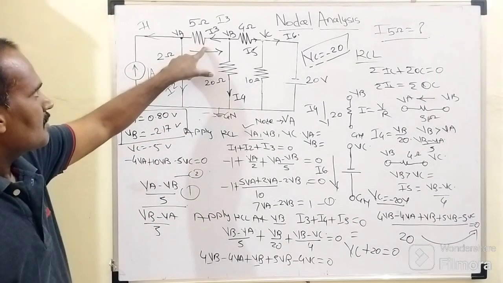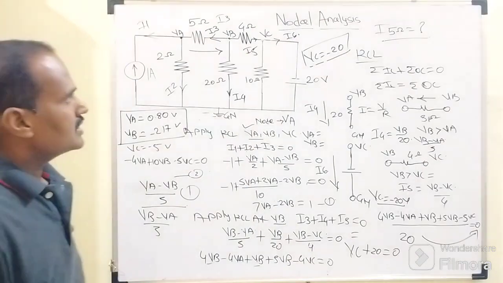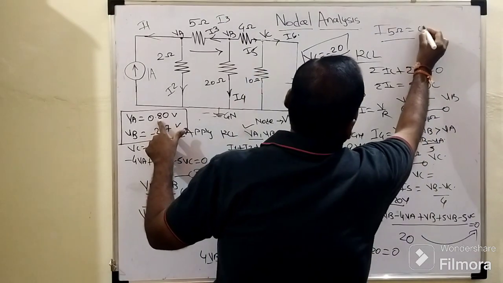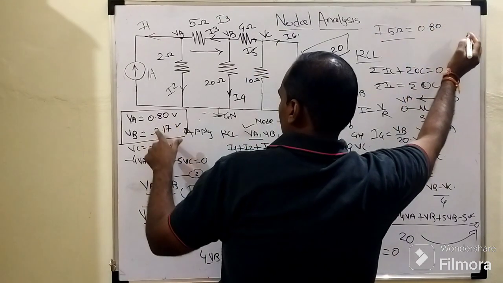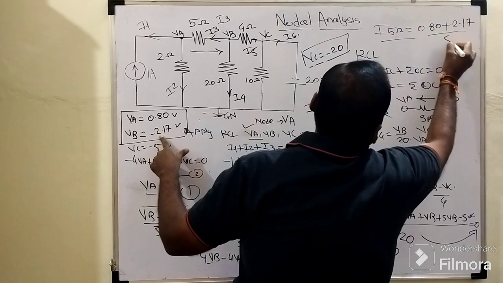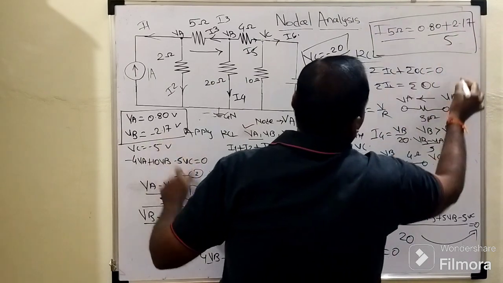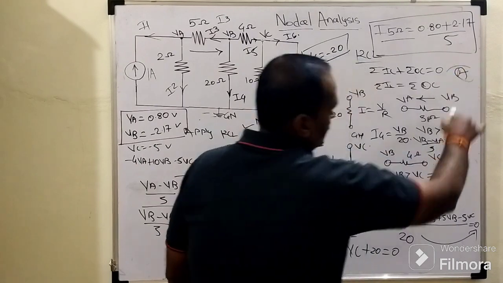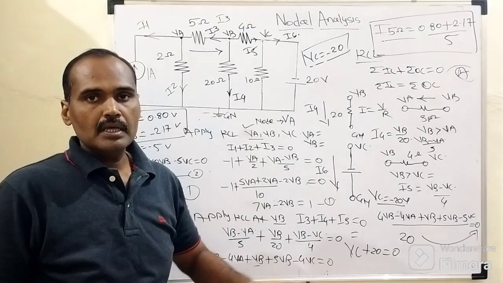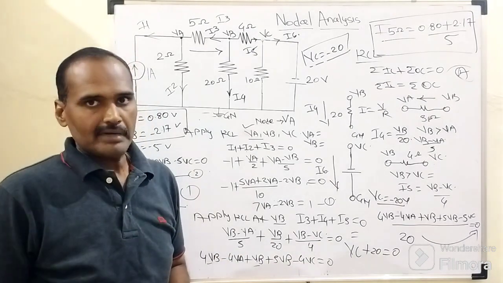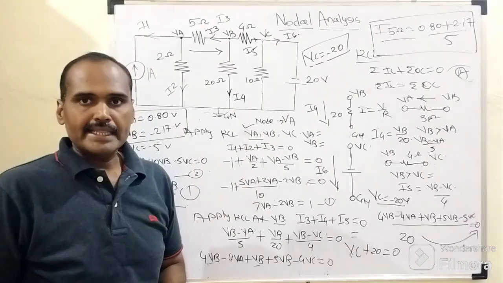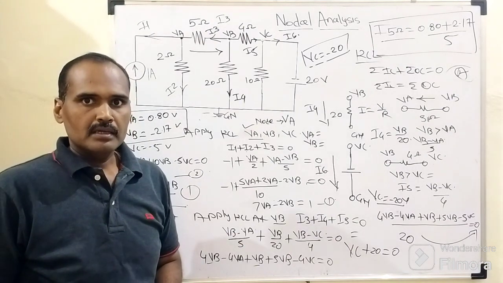Our area of interest is to determine the current flowing through this 5 ohm resistor. For that purpose, I5 ohm equals VA, which is 0.80, this minus will become plus, so plus 2.17, upon 5. This whole term will give you the current flowing through this 5 ohm resistor, which appears in terms of ampere. This is how nodal analysis is used to reduce the number of equations required in case of mesh analysis or loop analysis. I just hope you understand all these things regarding nodal analysis. Thank you.